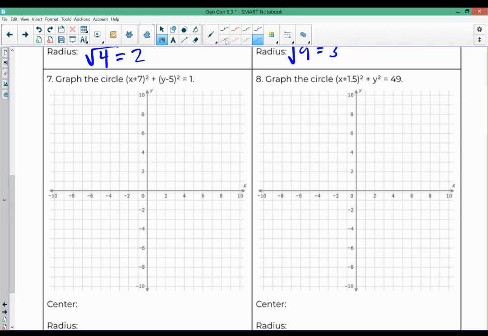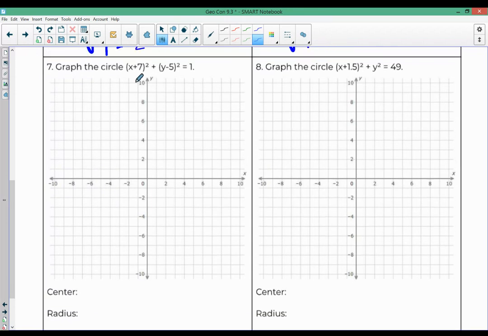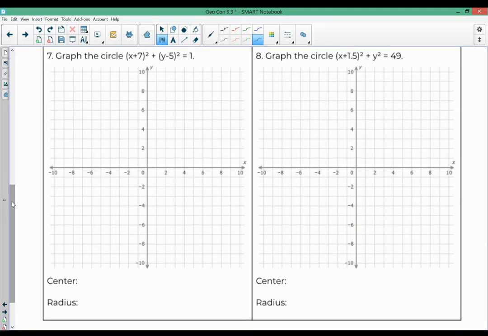Two more. Graph the circle with the equation given here: x plus 7 squared, that's h, plus y minus 5 squared, k, equals 1. Remember, we see that positive here, so we have to switch the sign. That's going to be negative 7, positive 5. And our radius is the square root of 1, which is still just 1.